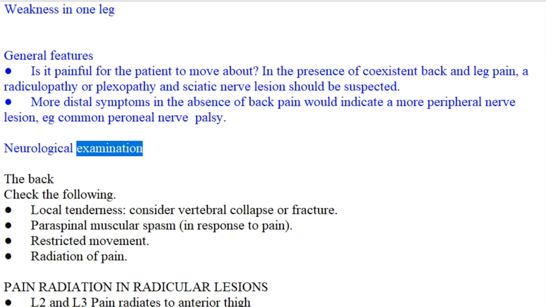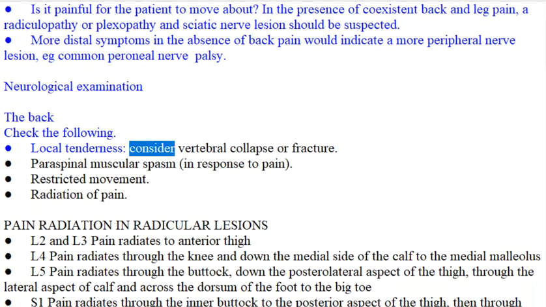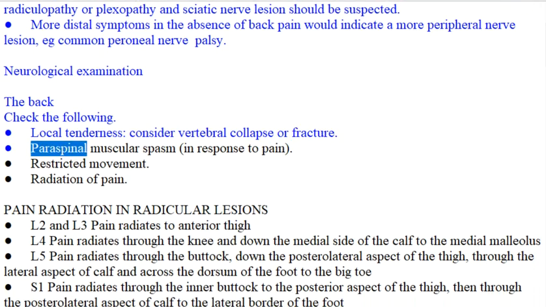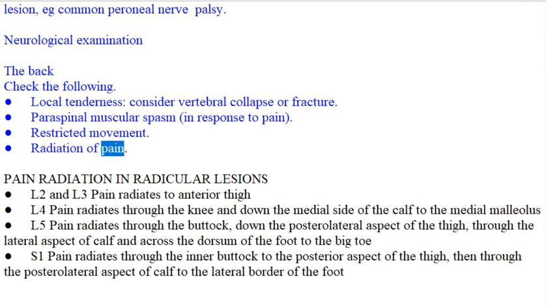Neurological examination. The back. Check the following. Local tenderness. Consider vertebral collapse or fracture. Paraspinal muscular spasm, in response to pain. Restricted movement. Radiation of pain.